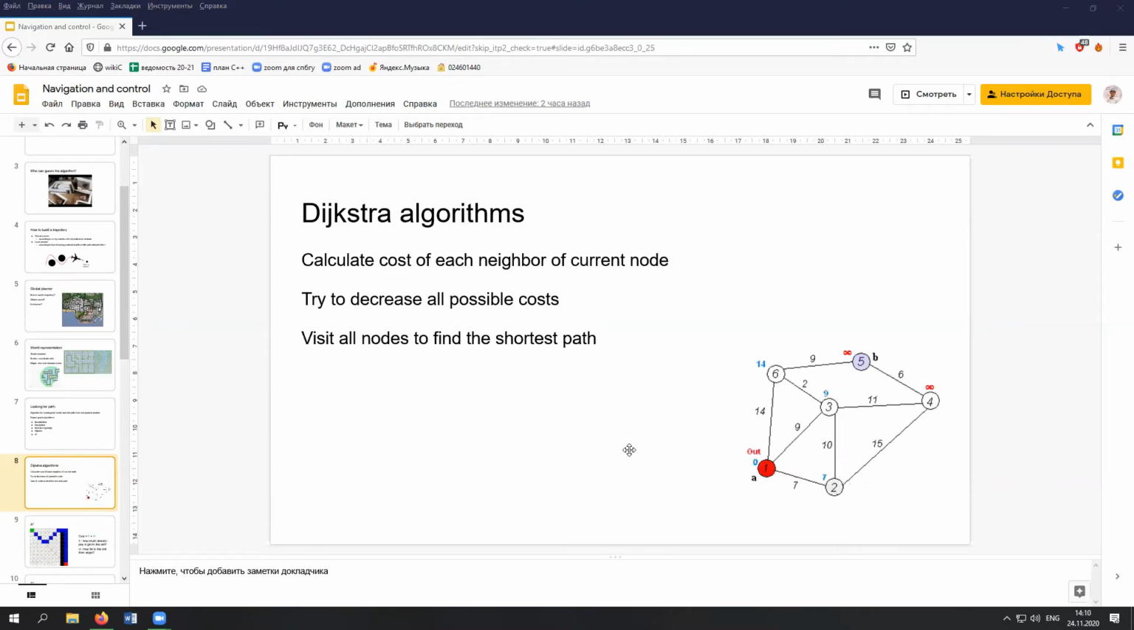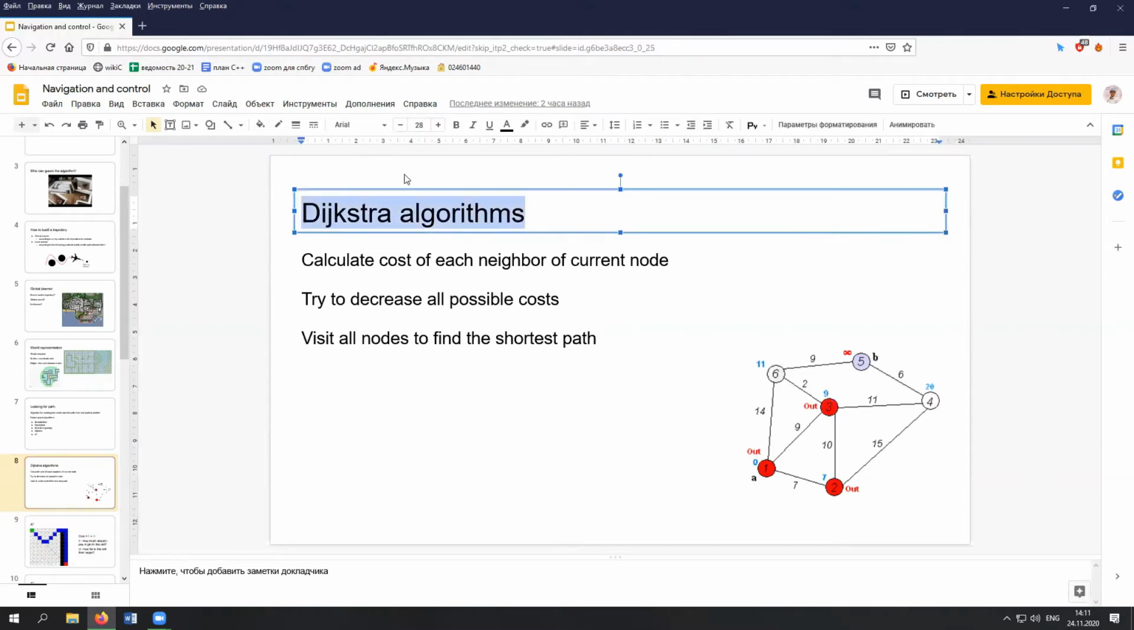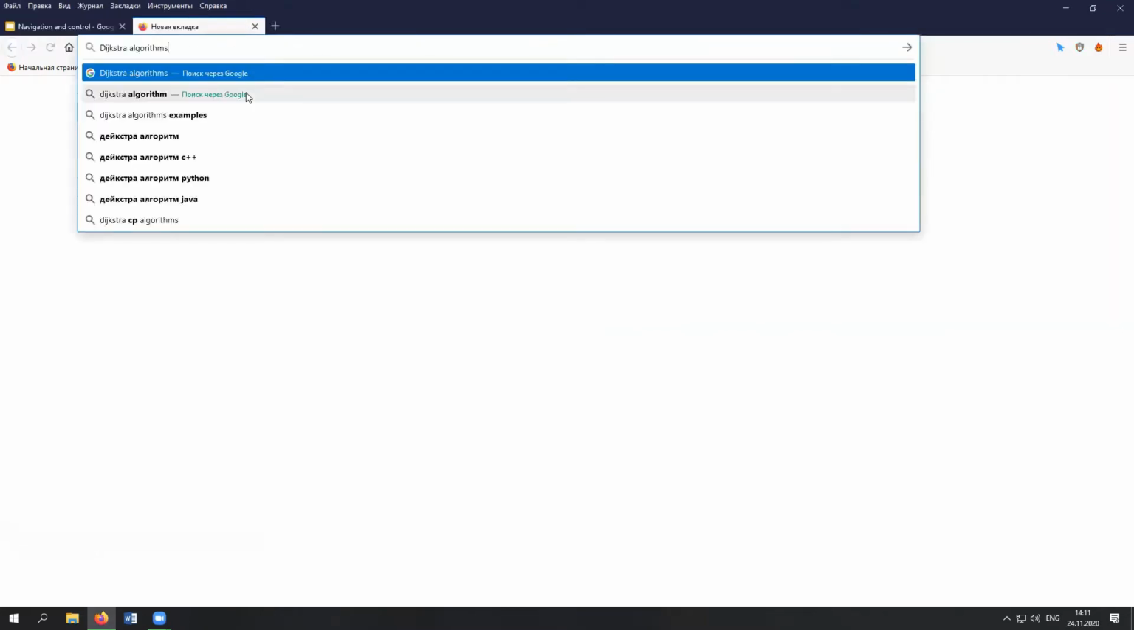It always builds the shortest path, but it has to look through every node, and as far as I remember, its complexity is like quadratic. I don't remember the complexity.